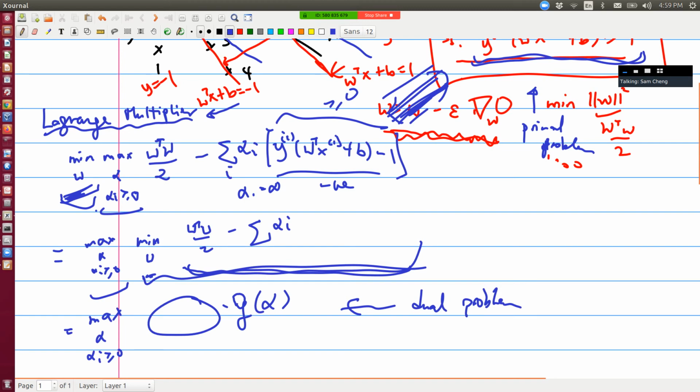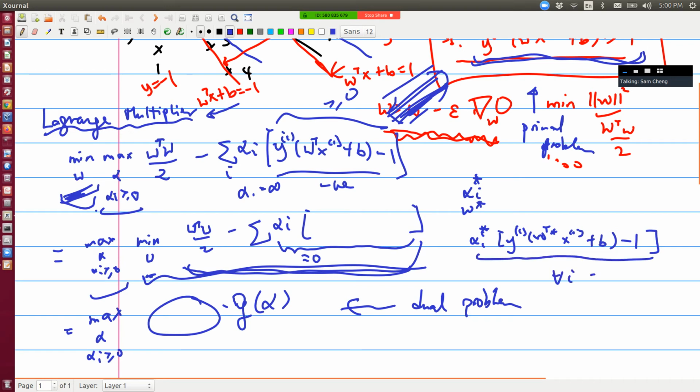But if it turns out that they are identical, then I'm not going to prove it, but I'll at least give an argument that at least one condition has to be satisfied. The condition is that all of these terms have to be equal to 0. For the optimum alpha and W, let's say the optimum alpha_i star and optimum W star, I will have alpha_i star times (y_i (W star transpose x_i + b) minus 1) equal to 0, for all i.